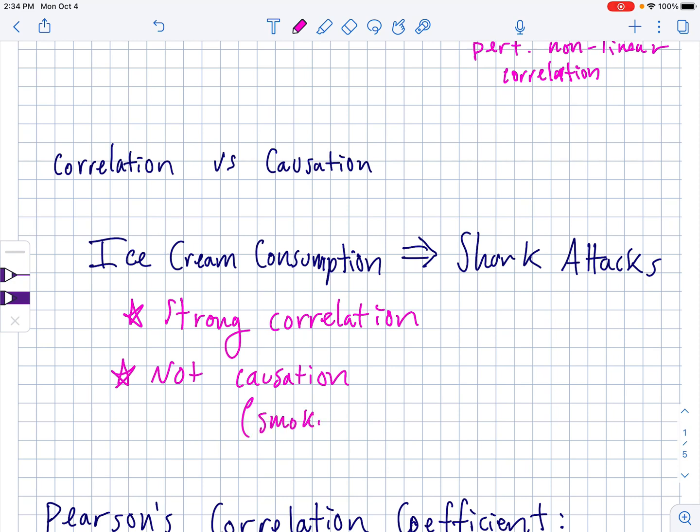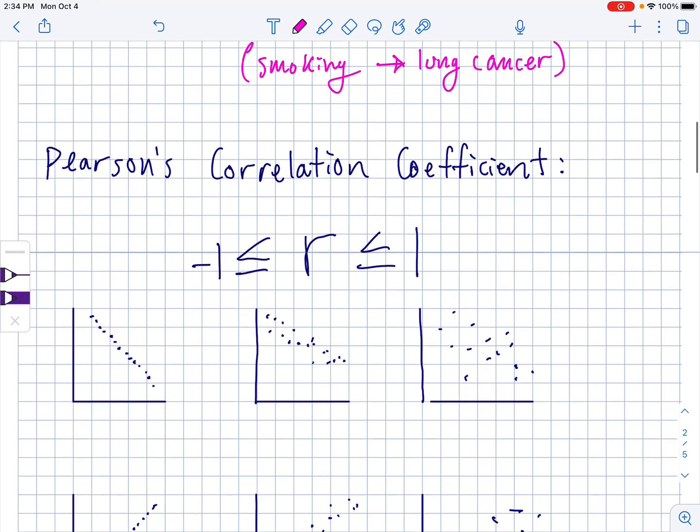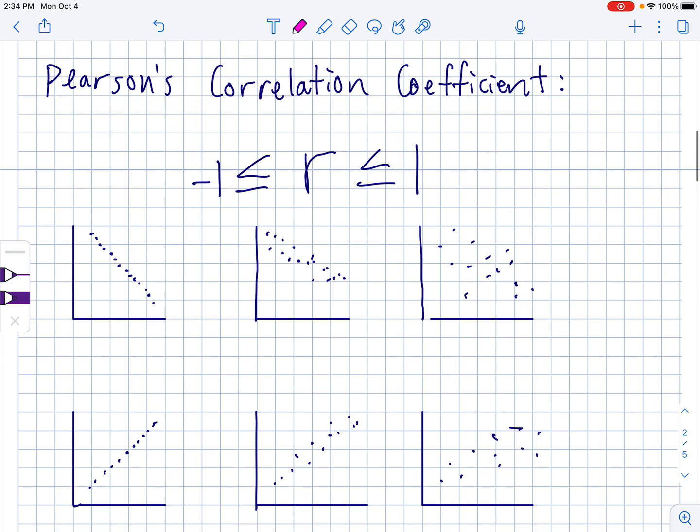An example of causation would be smoking and lung cancer. There have been a lot of studies that show that that's true. The more you smoke, the higher your chances of getting lung cancer, so they're highly correlated, strongly correlated, but there's also causation there. The smoking causes the lung cancer.